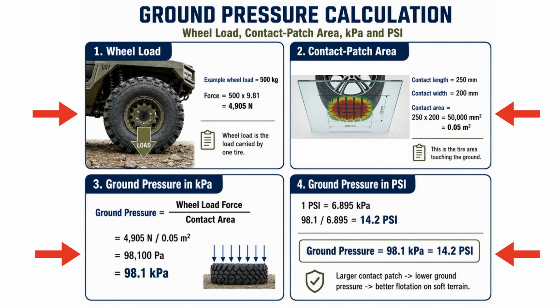Section 4 converts the result into psi. Since 1 psi equals approximately 6.895 kilopascals, dividing 98.1 by 6.895 gives approximately 14.2 psi. The key takeaway is that increasing the contact patch area reduces ground pressure and generally improves flotation on sand, mud, and other soft terrain.